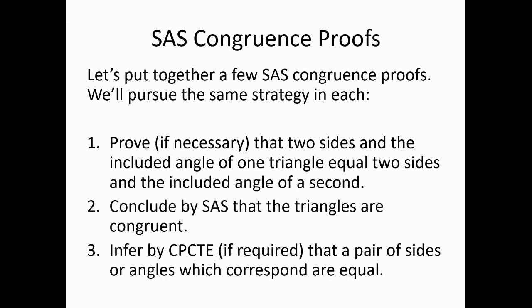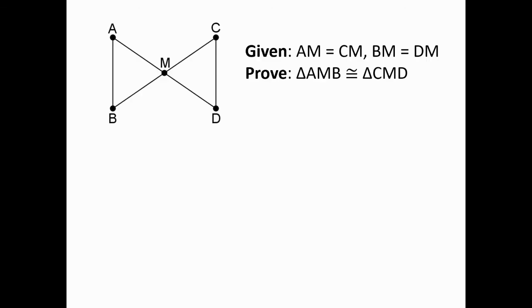So how do we do it? Well, we need to prove, if necessary, if we don't already know it, that 2 sides and the included angle of one equal 2 sides and the included angle of the other. Then once that has been done, we will be able to conclude that the triangles are congruent by SAS congruence. And then, if necessary, we will use CPCTE to infer that a pair of sides or angles which correspond are equal. So let's actually do some examples. And I will go through these fairly slowly because I want you to have a really good sense of how it is that we do congruent proofs.